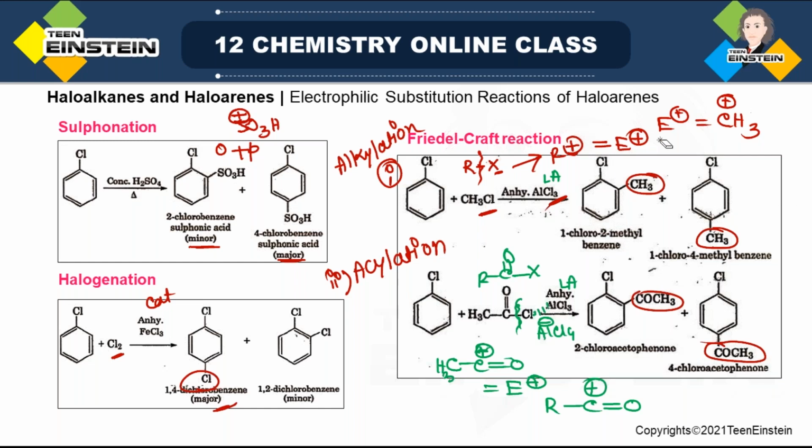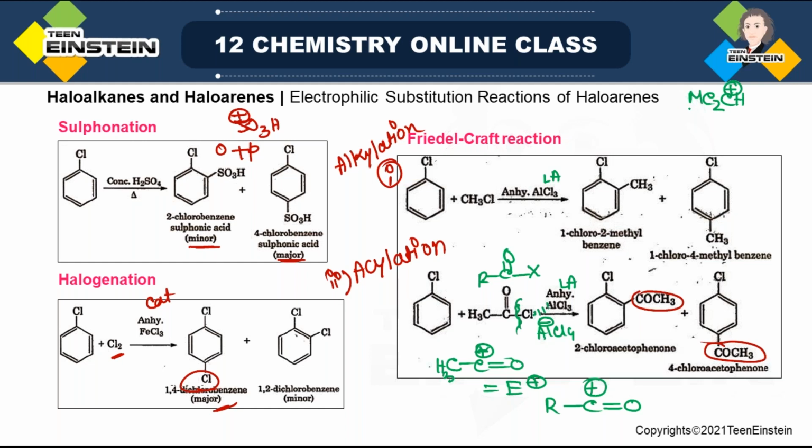So just for example, here is another method which is very common and which is used for generation of the electrophile. Sometimes, suppose you want to generate the electrophile Me2CH plus. So normally you will think that for this I will use Me2CHX, but you can use something other also. What can you use? You can use propene. Now this is an alkene. Then how will it be generated? That is how Me2CH plus will be generated.